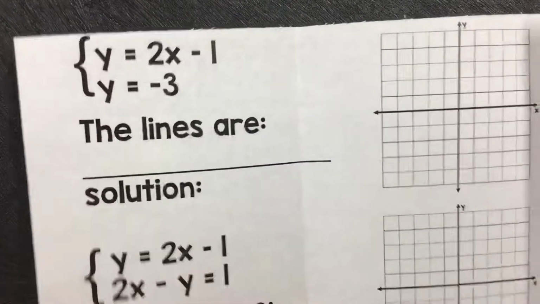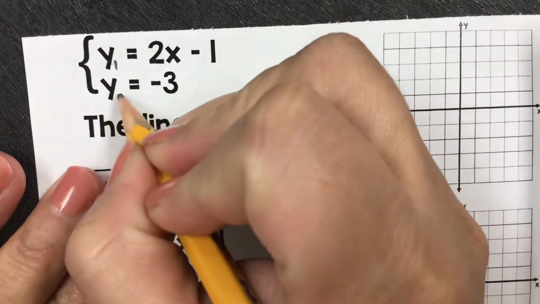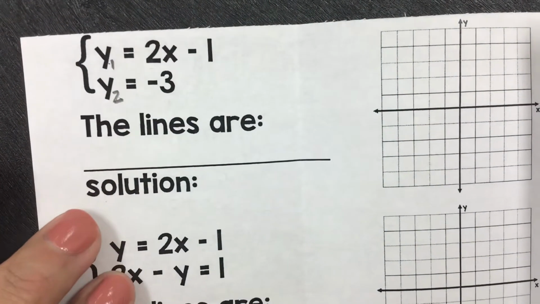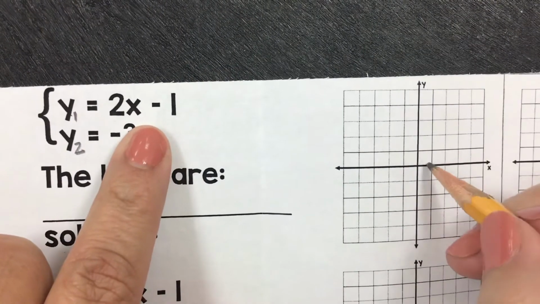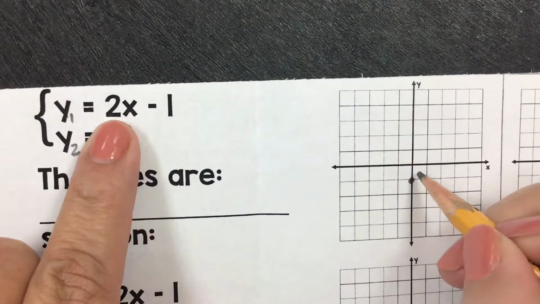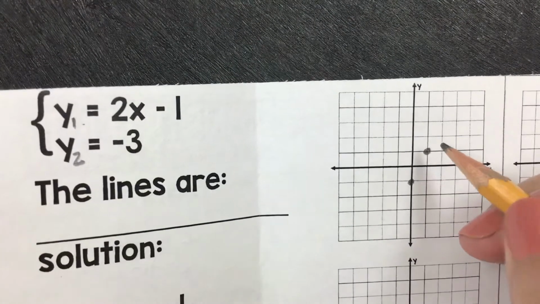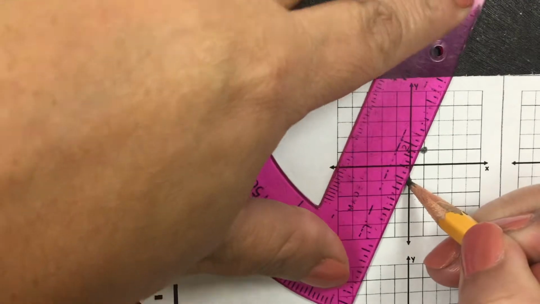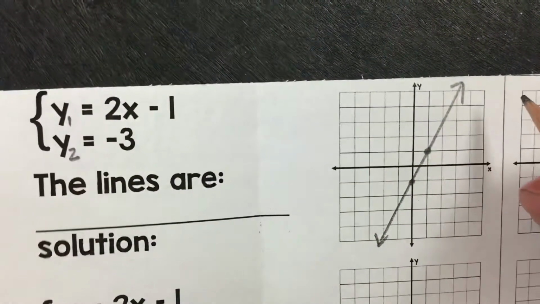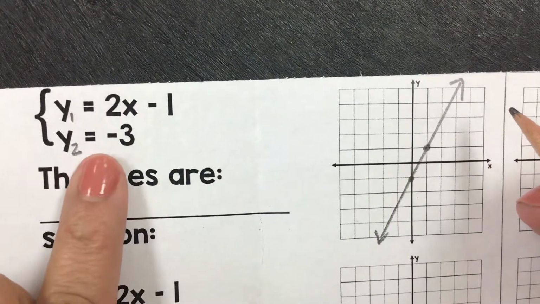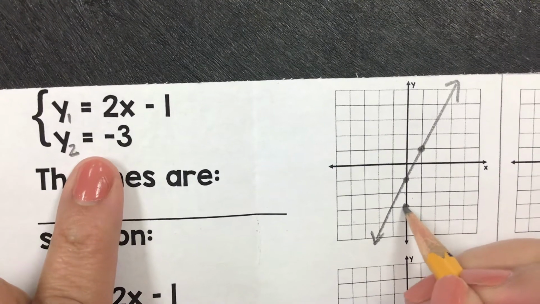In my foldable, I tend to call the first equation y1 and the second equation y2, and that's how I label it. So we're going to start by graphing it. The first one says -1. So we start at the -1, go up to 1, 2, and 1 to the right. The other one says y is equal to -3. So at the -3, we're going to make a horizontal line.